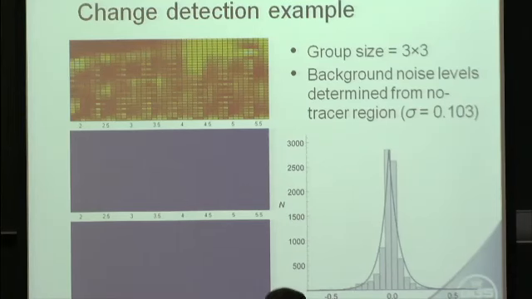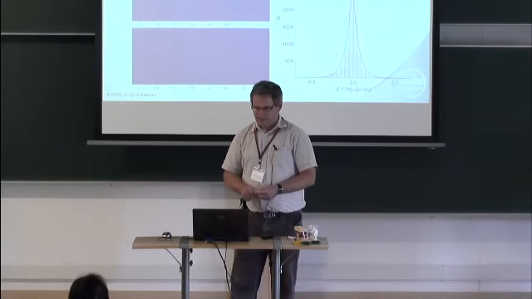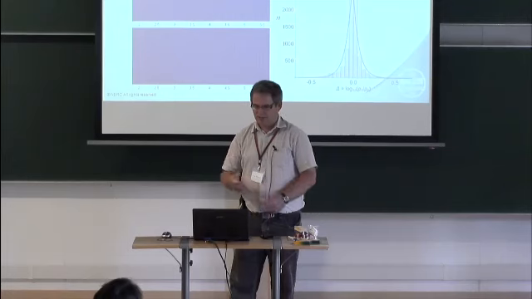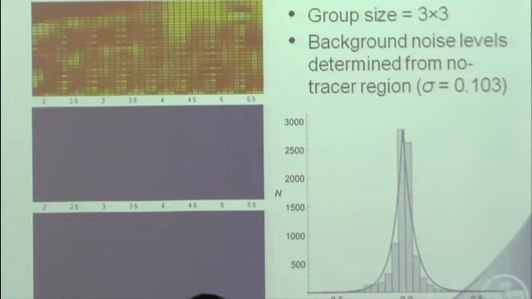So this is an example. These are from the borehole imaging test we did a few years ago. We're going to select a group size of the cells of 3 by 3. The background noise levels are determined from a region where the tracer didn't reach within a certain time, and the changes had a standard deviation on a logarithmic scale of about 0.1. These are the statistics of the changes in the Laplace distribution.